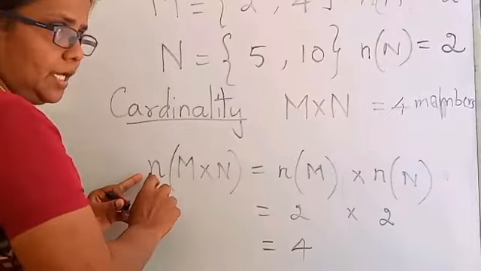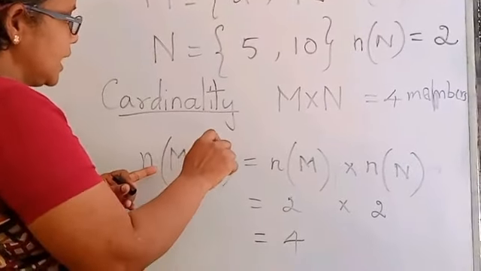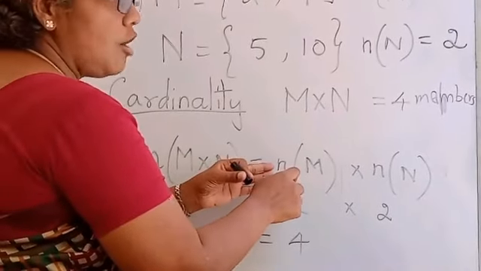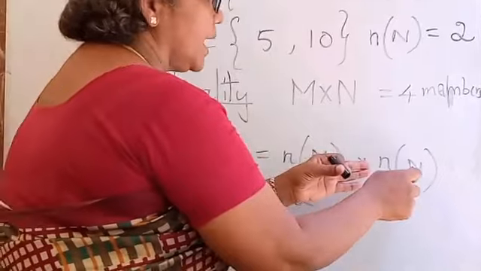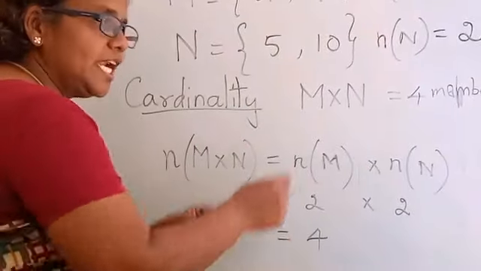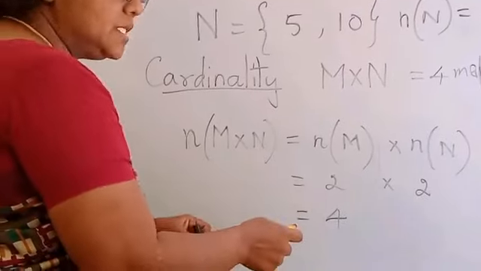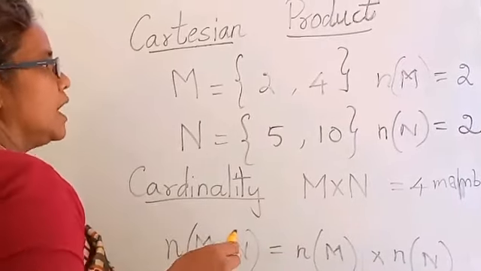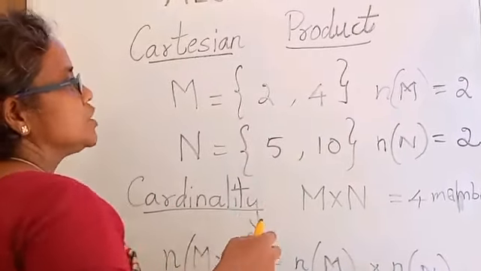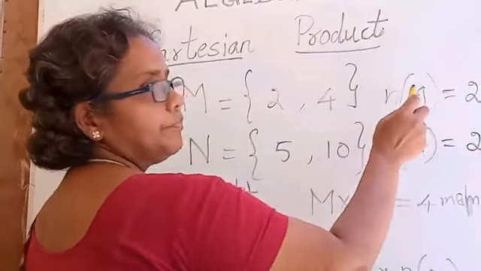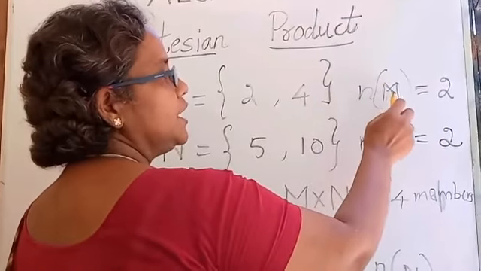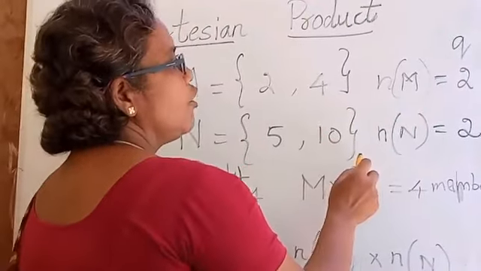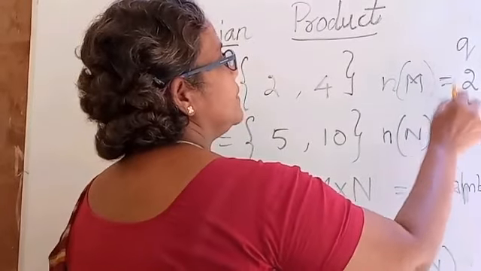So what do you understand? The cardinality of the Cartesian product of two sets is equal to the cardinality of set M times the cardinality of set N. To generalize this, how can we generalize this? Since my board is a little smaller, I will just show it here. Let's say I am generalizing it. Let's say the cardinality of a particular set is Q and the cardinality of the second set is P.